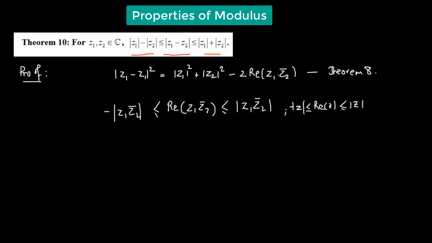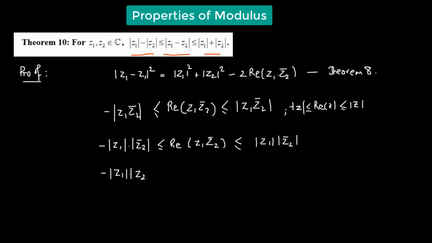Now we can use the property of modulus, so the absolute value of z1 multiplied by the absolute value of the conjugate of z2 is greater than or equal to the real part of z1 times z2 bar, which is less than or equal to the absolute value of z1 multiplied by the absolute value of the conjugate of z2. Since the absolute value of the conjugate of a complex number is equal to the absolute value of the complex number itself, we have the real part of z1 times z2 bar is less than or equal to the absolute value of z1 multiplied by the absolute value of z2.